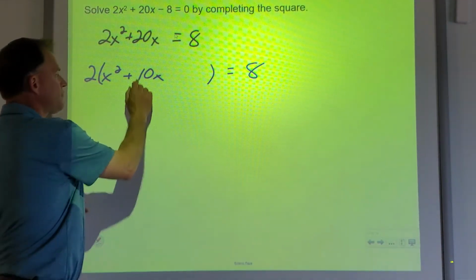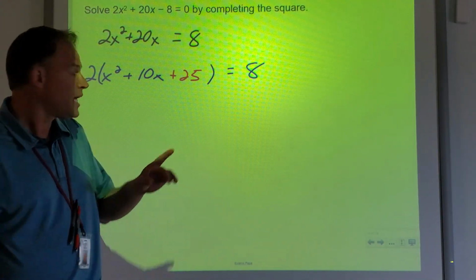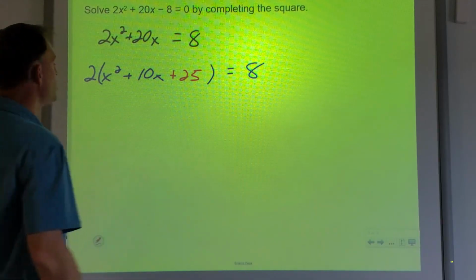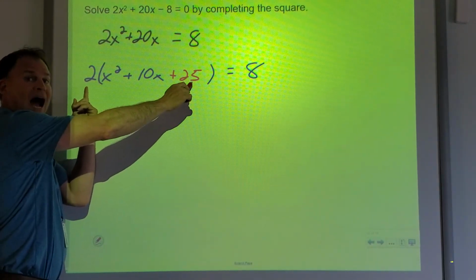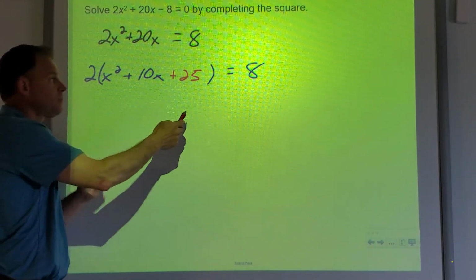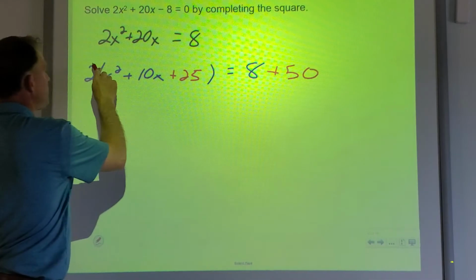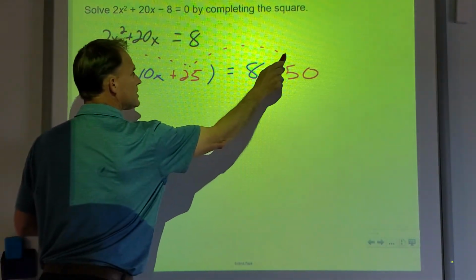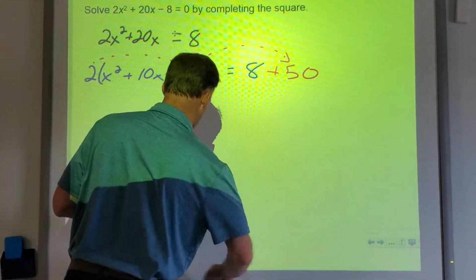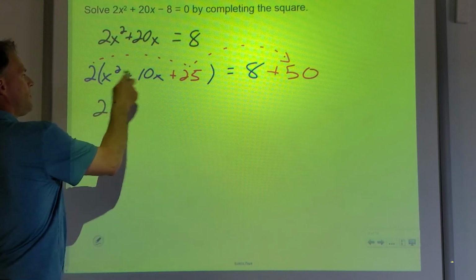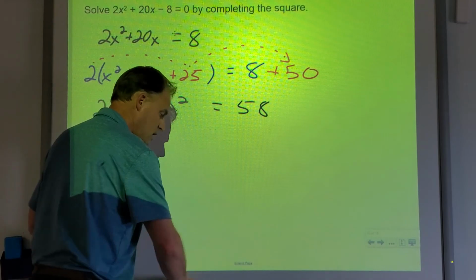Follow the same rules. Half of this number is 5. 5 squared is 25. But if there's a coefficient here, you need to notice I didn't put a 25. Technically, I put 2 25s on here. So that gets doubled and it becomes 50. So I multiply this times this to figure out what I am putting on the other side. Now we continue as we were. We've got 2. This is going to factor to x plus 5 squared, and this is 58.